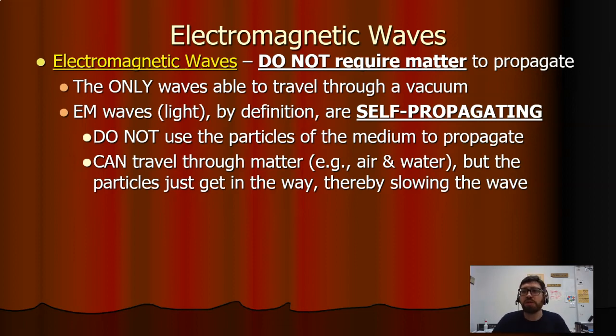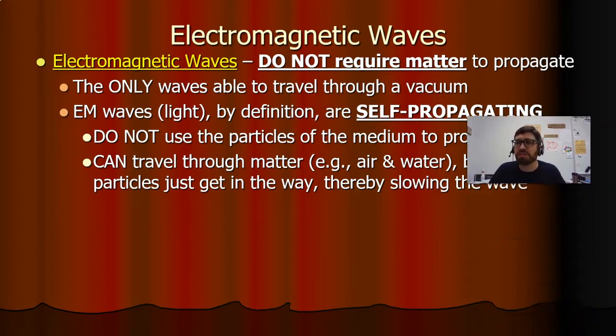So electromagnetic waves don't use the particles of the medium to propagate. They propagate themselves. They can go through matter, and that's obvious. Right now, you're seeing this video because light is traveling from your phone or computer screen through air to your eyes, right? So it goes through a medium. Light can go through air, through water, through glass. But the particles in the medium simply get in the way and kind of slow the wave down.